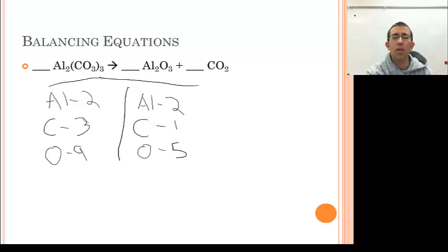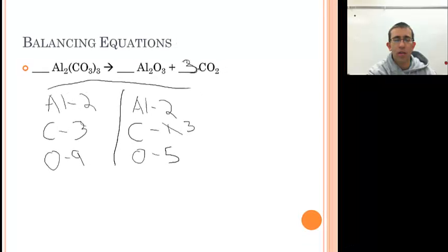If you remember, there's only one thing we can change, and that's these big numbers in front, the coefficients. So we're going to put coefficients here. When we put a number in front, that is going to multiply times the subscripts. We have 3 carbons on this side, we only have 1 over here, so we need to put a 3 in front of this. That's a 3. It's a horrible 3, I know, but it's a 3 nonetheless. We have 3 times 1, which is now 3 carbons.